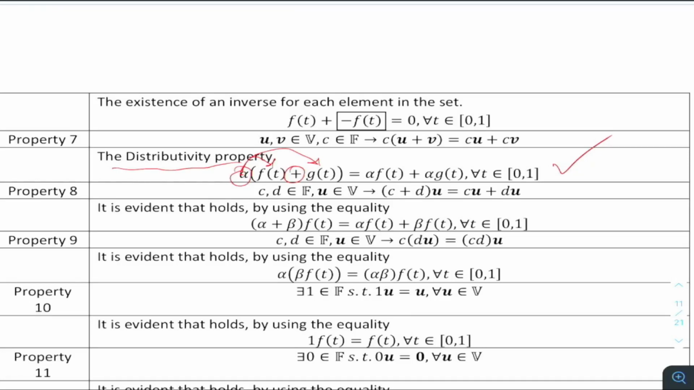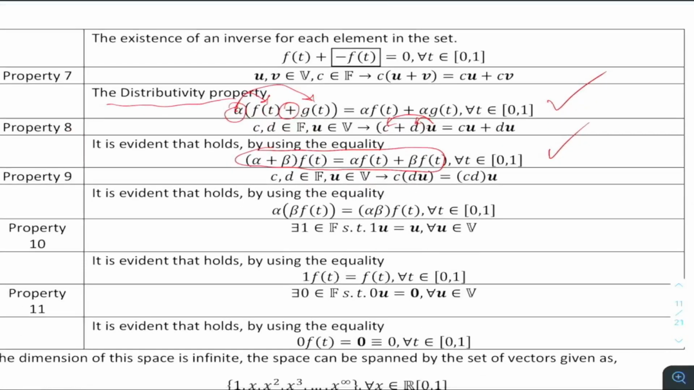Here, distributivity in another context. This multiplication operation distributes over that field summation addition operation, right? And you can basically write that down, and therefore, yeah, this is correct, right?